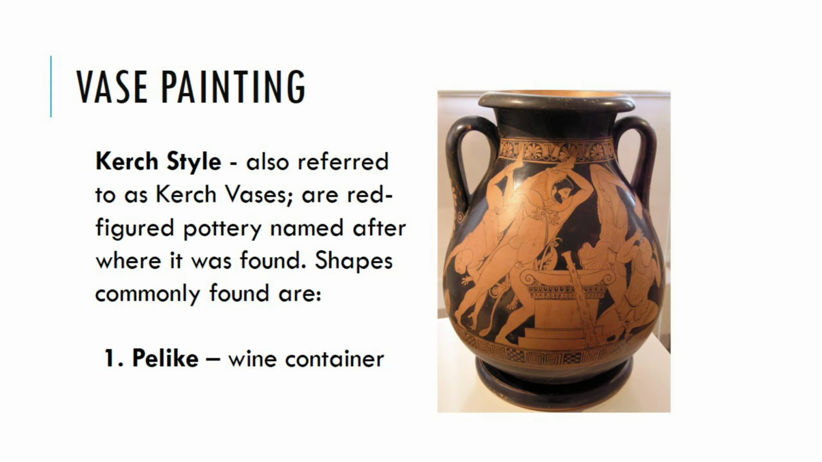There are several styles in vase painting. First is the Kerch style, also referred to as Kerch vases. These are the Kerch vases. They are red, and the names are found on the pots. This is like a wine container. The wine container is also called a pelike.